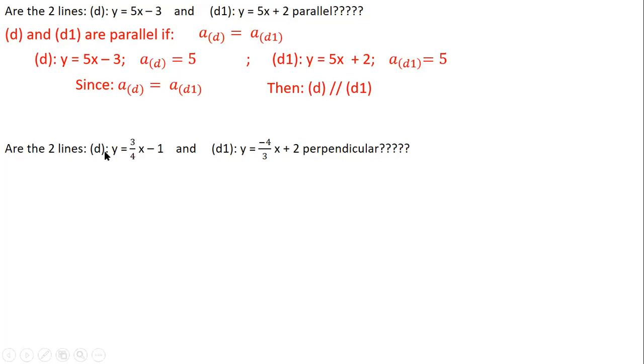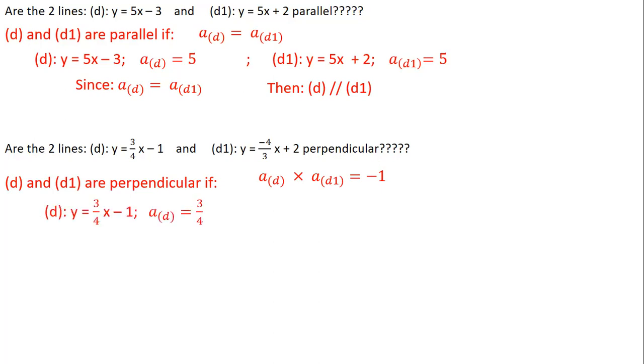Are the two lines D and D1 perpendicular? I ask myself, D and D1, when are they perpendicular? They are perpendicular if we multiply the slope of the first line by the slope of the second one, I should get a -1. So we say D and D1 are perpendicular if the slope of D times the slope of D1 is equal to -1. What is the slope of D? It is a 3 over 4. This is the slope of D. It is everything multiplied by X or before X.